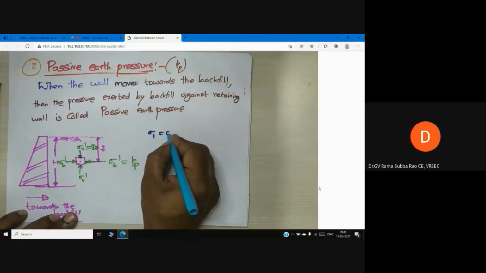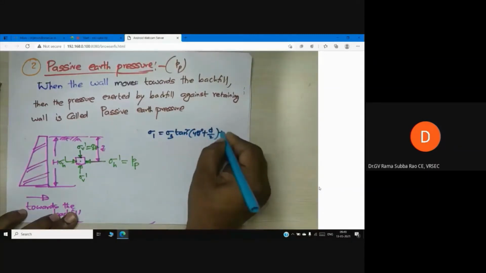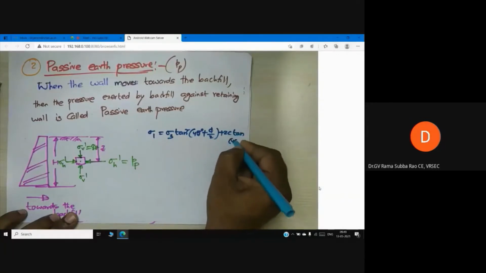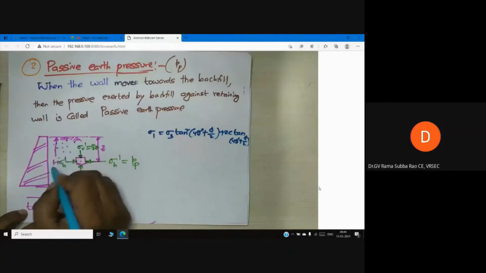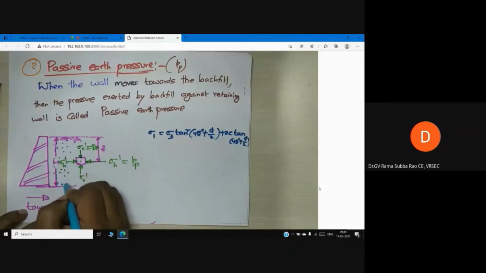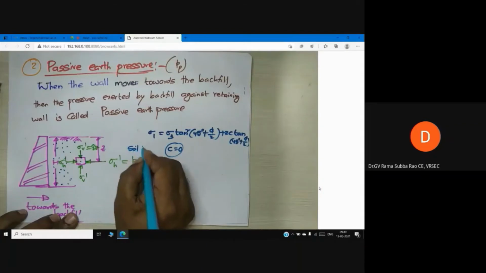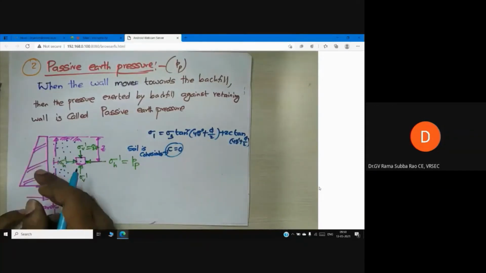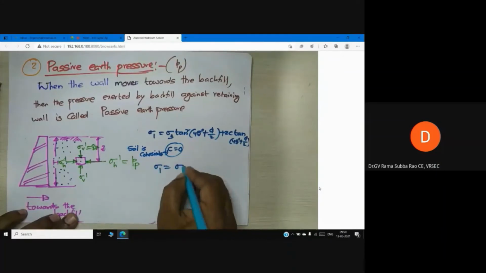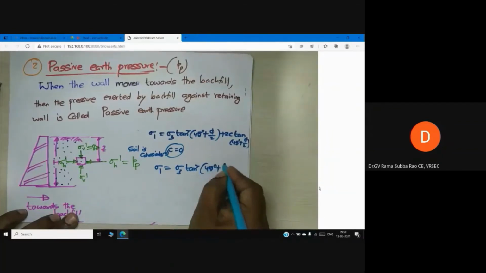Sigma 1 is equal to sigma 3 tan square 45 plus phi by 2 plus 2c tan 45 plus phi by 2. Now I have considered a sandy soil, cohesionless soil. So c is 0, because soil is cohesionless. My backfill soil is sandy soil, so the back of the wall is filled with sand. That's why c is 0. Then sigma 1 is equal to sigma 3 times tan square 45 plus phi by 2. This equation is further simplified. Now this is the equation.